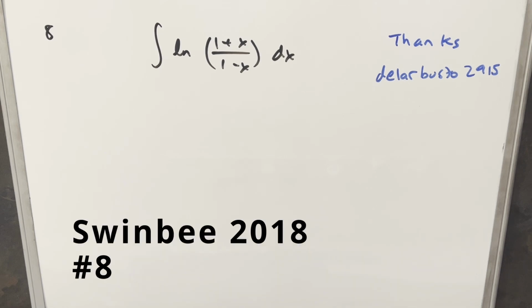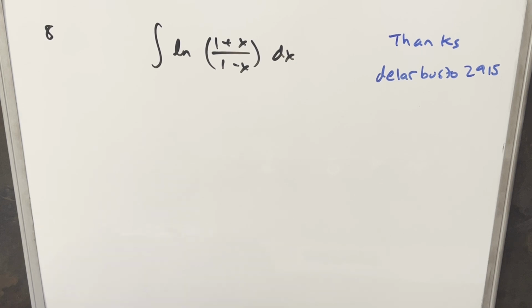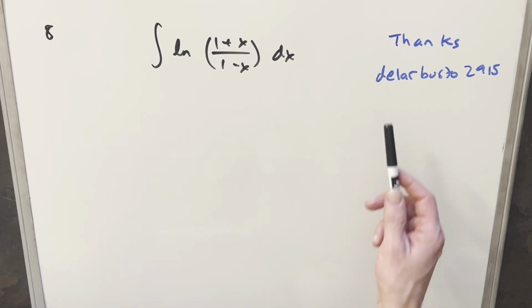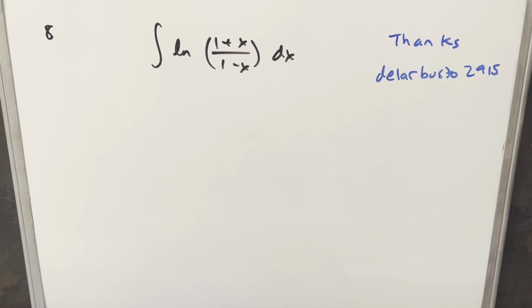Okay, we have here today another interesting integral from Swinbee 2018. This was problem 8. We have the integral of natural log of (1 plus x) over (1 minus x) dx. And you may notice this is a problem I already did. I just wanted to do this using an alternative method that was just in the comments by Busto2915.